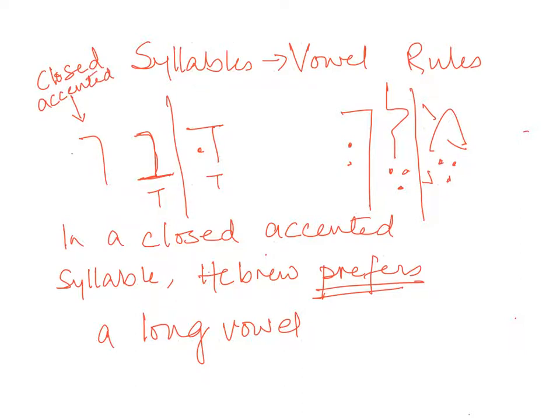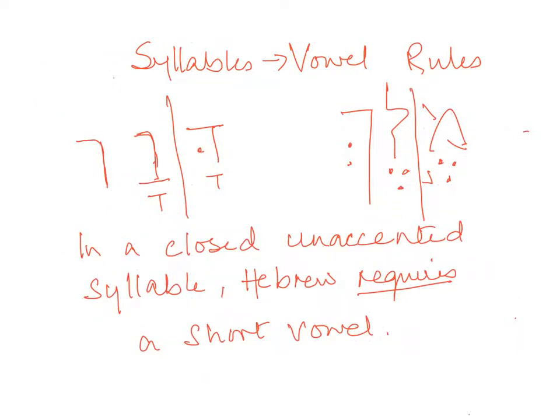And what does it say? In a closed accented syllable, Hebrew prefers a long vowel. Is kametz a long vowel? The answer is yes. There's a preference for that. And that is pretty much the first rule. If you know just this one word, dabar, you will know this rule. Take a minute to absorb this.